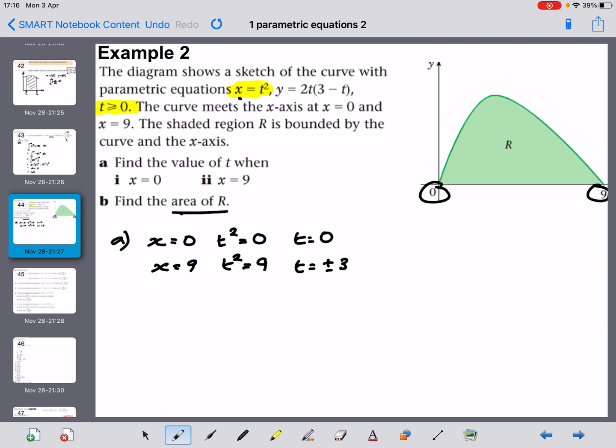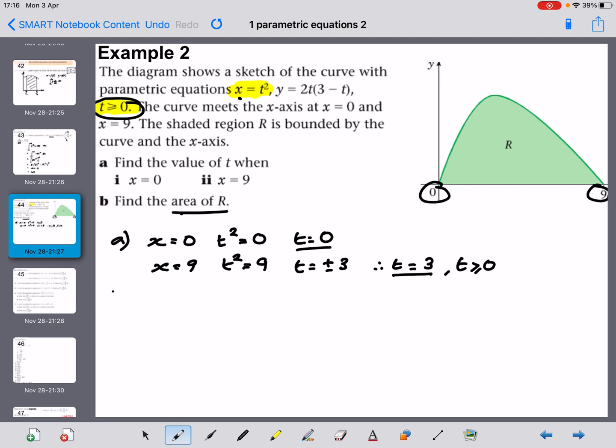But if we refer to the domain of the parameter, t has got to be greater than or equal to 0. Therefore, we know that t has got to be 3, because t has got to be greater than or equal to 0. So those are our t limits.